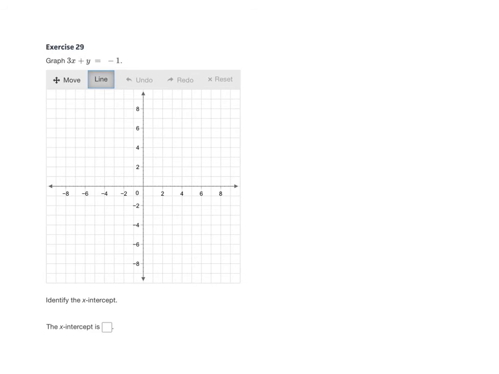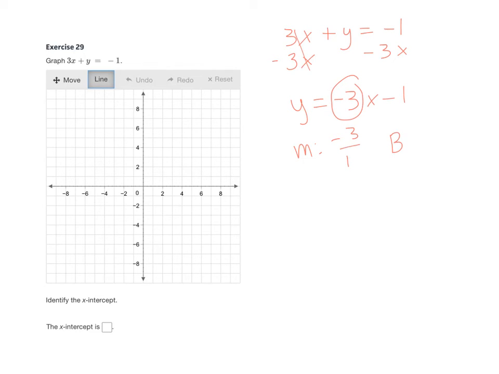This one requires us to modify it, but we can do that really quick. We got 3x plus y is equal to -1. What we're going to do is get rid of this positive 3x. So to get rid of that 3x, we're going to minus 3x from both sides. That's going to give me y equals -3x minus 1, which means our slope, the coefficient of x, is going to be -3 over 1, and the y-intercept is going to be -1.